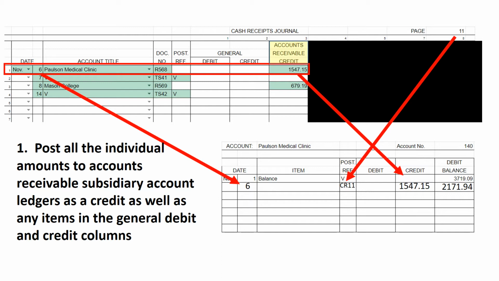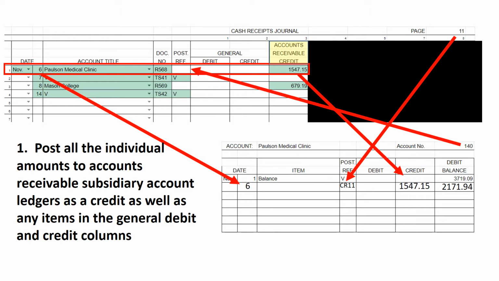Well, why is it a debit balance? Because it's an accounts receivable subsidiary account. Accounts receivable is an asset account, and it sits on the left-hand side of the accounting equation. Since it sits on the left-hand side, it has a normal balance of a debit. And if you think about it, you can't have a negative accounts receivable. I mean, I suppose you could, but it's not really good practice. So that's why you have that debit balance there of $2174.94.